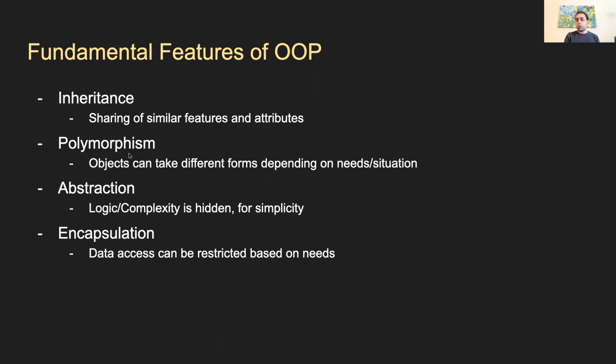So just to go over them quickly, there are 4 main pillars of object-oriented programming, or features of object-oriented programming, that are listed here. So one, we have inheritance. This is the idea of sharing similar features and not repeating yourself. If you catch yourself writing the same code over and over again, that's probably something that could be improved in your code.